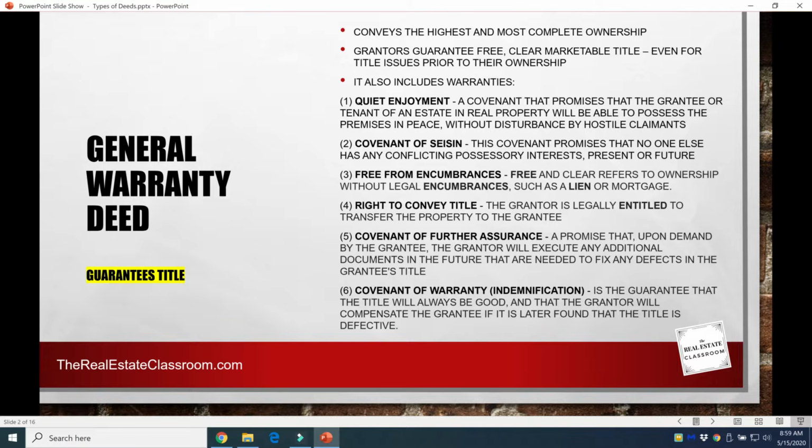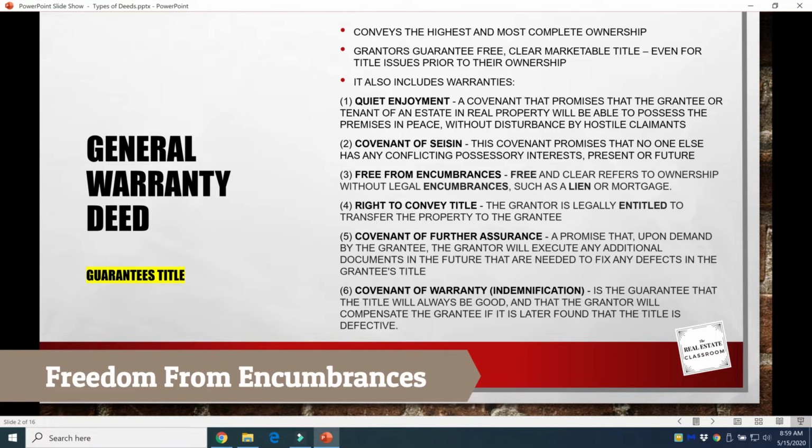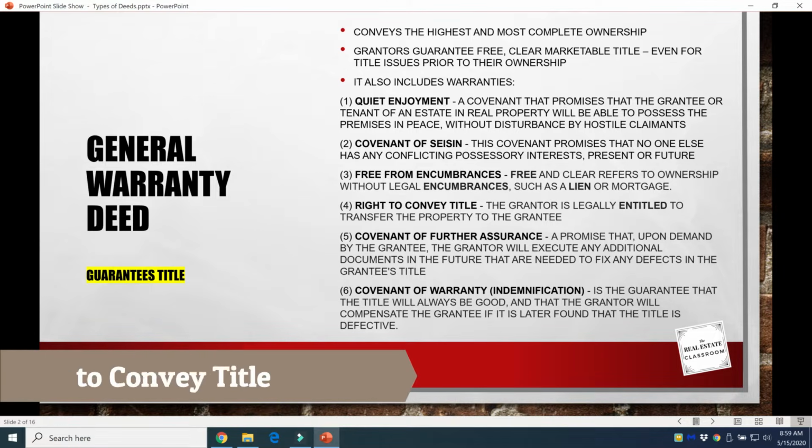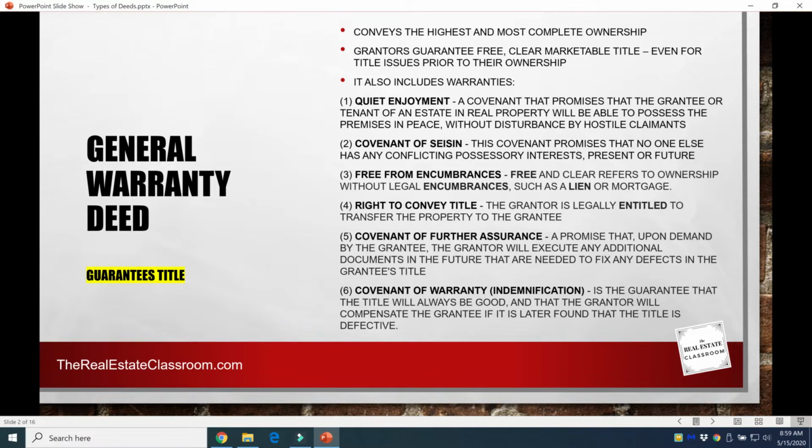Number three, free from encumbrances. Meaning free and clear refers to the ownership without any legal encumbrances such as a lien or a mortgage. Basically says that, hey, grantee, you're going to receive the title to this property free and clear of all liens and encumbrances. Number four, the right to convey title. This means the grantor has the legal right and is legally entitled to transfer the property to the grantee.